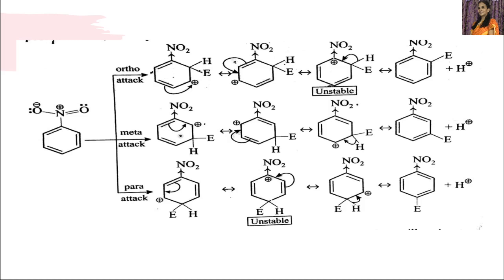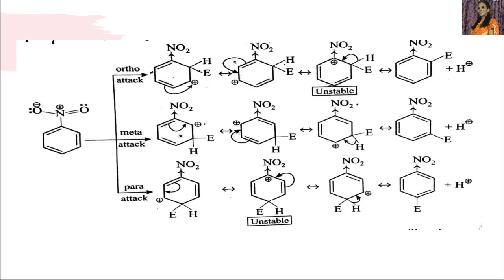What are the different resonance structures produced, and what is their stability? That we will discuss with the help of this reaction mechanism. Now this is nitrobenzene. If the electrophile goes to ortho position, then with the help of the pi bond electrons, it forms a sigma bond with this particular carbon at ortho position. The pi bond breaks, and the adjacent carbon gets the positive charge.